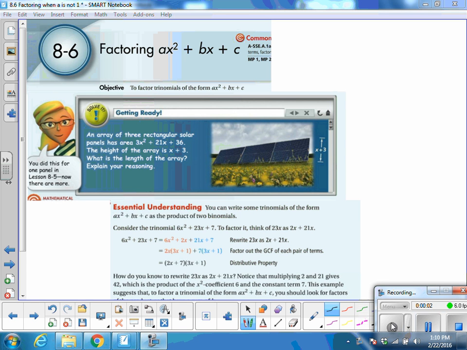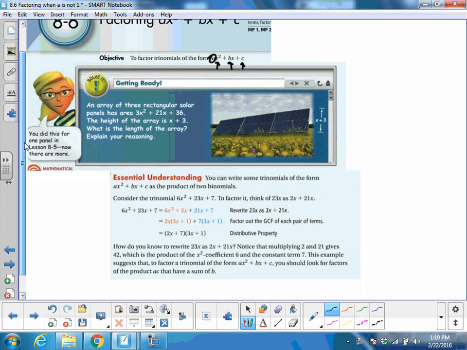All right, today's quest is to continue factoring, but this time we're factoring in the form of ax squared plus bx plus c. One thing different than what we've done in our previous lessons is we've had x squared plus bx plus c. This time we have a coefficient of x squared. Let's see what that looks like.